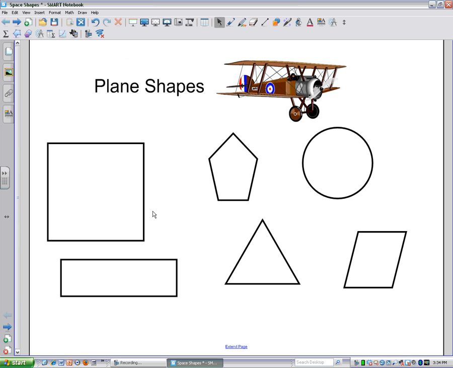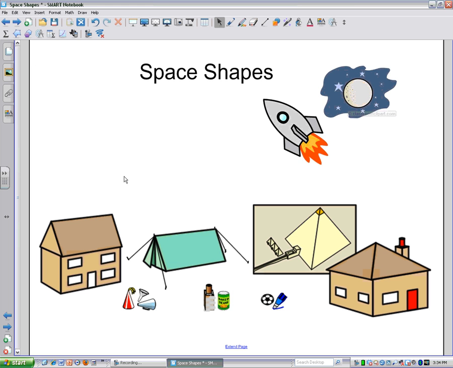And not because they're shapes that make up a plane, but because they're actually contained on the plane, which is a flat surface. So basically these are two-dimensional shapes. They've got length and width, but they don't have any depth to them, any kind of height. Okay, so we want to move away from plane shapes. We want to move on to space shapes.